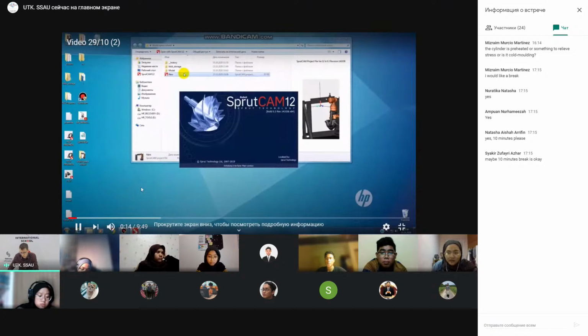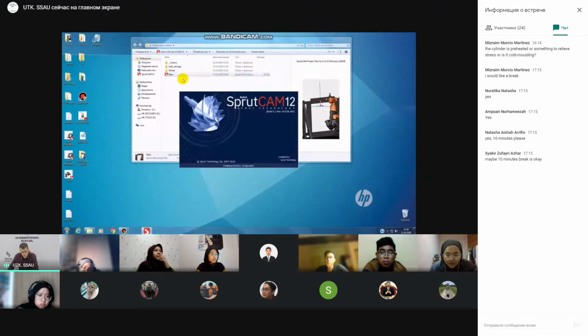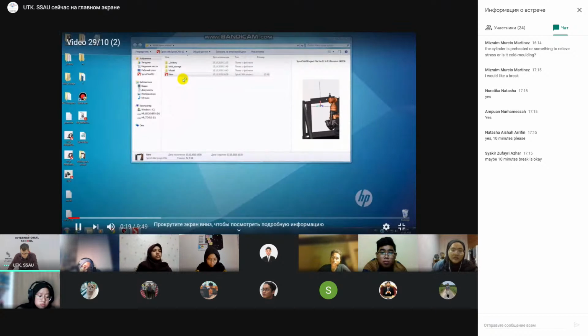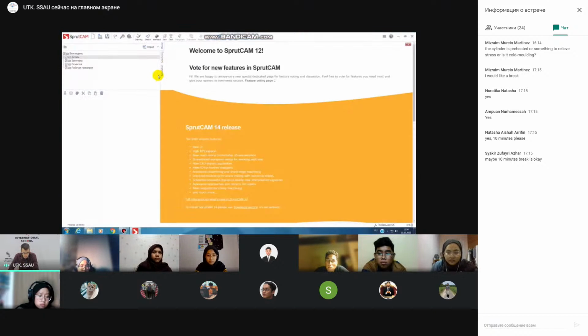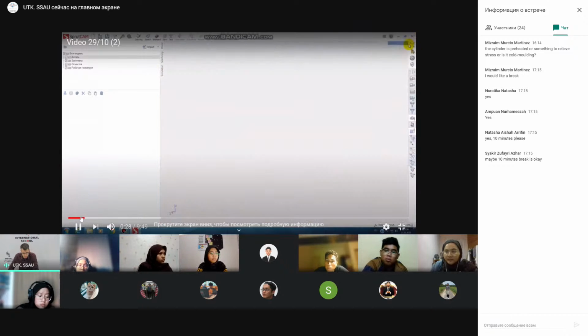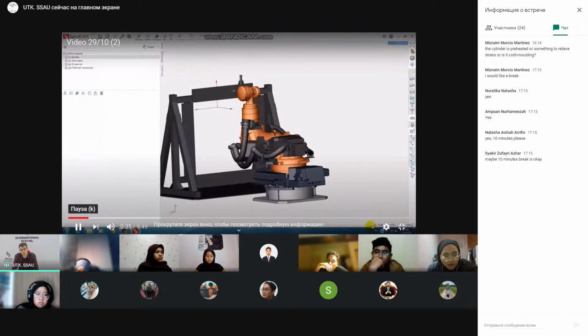Okay, then we are waiting for loading this software. The program opens, and here you can see the welcoming screen. You can close it, or you can close it and go to the next step. You can drag on the right of the screen.